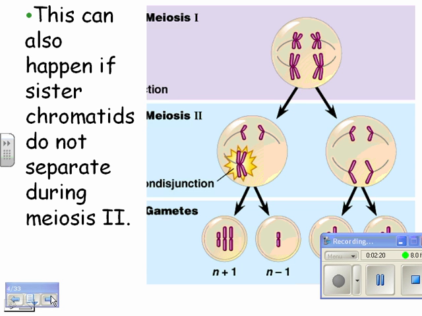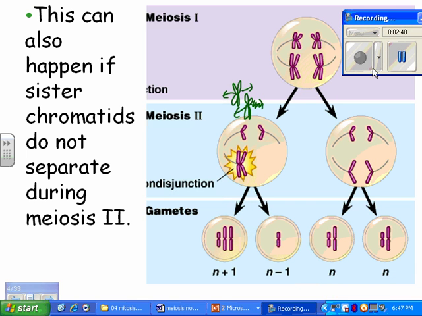This can also happen if sister chromatids don't separate right during meiosis 2. So here you see they separate out correctly to start with. So you get this one here, and you get this one here. And so you get these two, and that's great. And then these should separate, right? And they don't. What ends up happening is this one separates out just fine, but this one doesn't. That one doesn't go half of that way. The whole thing goes this way.